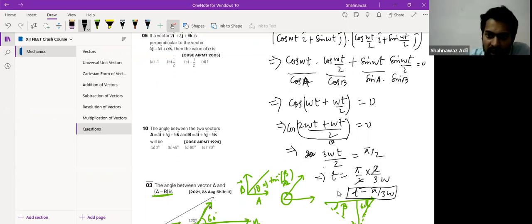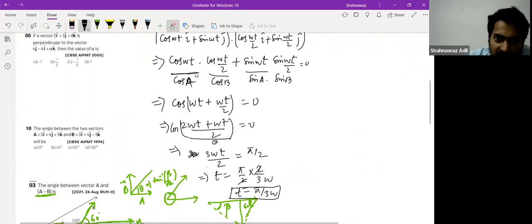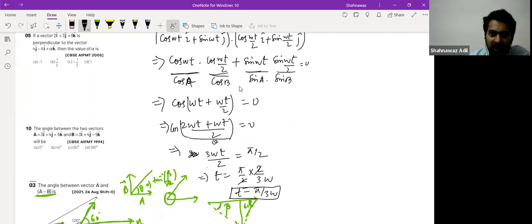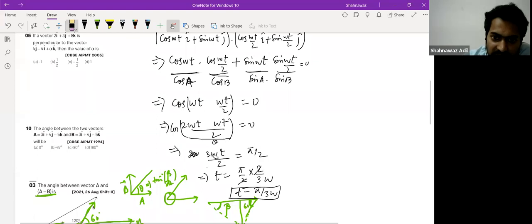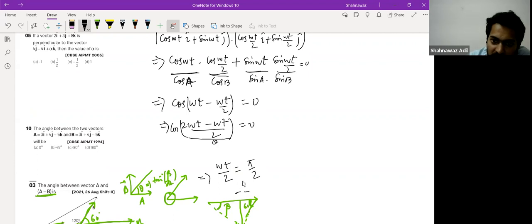Can you say this again from that cos A minus B? From this cos A cos B, sine A sine B: this term is cos A, this is cos B, this is sine A, this is sine B. And you said this should be minus, no? Yes, so this is minus. So omega t by 2 is pi by 2, the 2s cancel, and t is pi by omega.